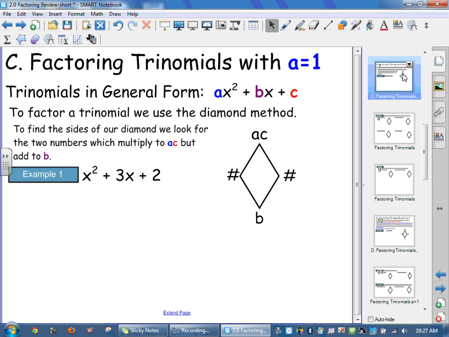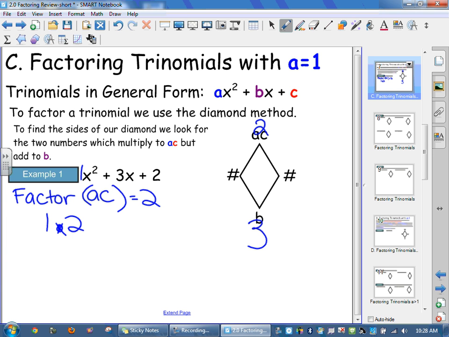So how do we find what numbers to put in your diamond? Well, the top of your diamond is always a times c. Don't forget, your a here is a hidden 1. So 1 times 2 is going to give me a 2 on top. The bottom is a 3, your b number. Now what we actually do is factor a times c, which is a 2. Well, what numbers multiply to give you 2? 1 times 2. Good. So I'm going to put a 1 and a 2. Now I need to check those. When I add them, do I get 3?